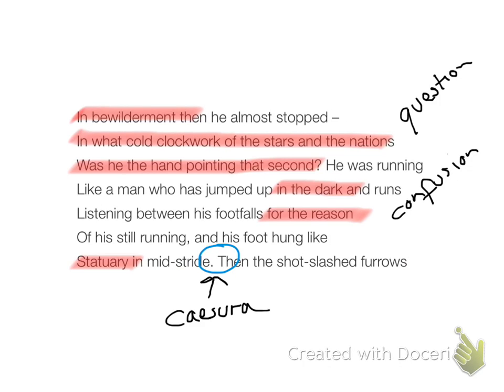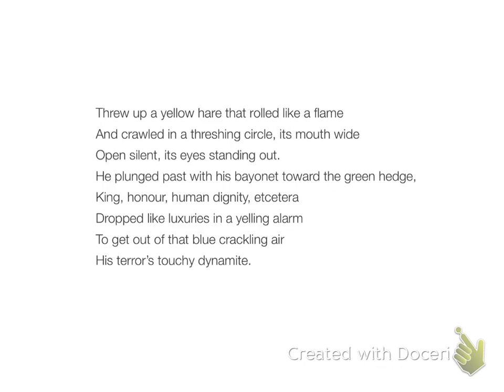Then the shot-slashed furrows threw up a yellow hair that rolled like a flame and crawled in a threshing circle, its mouth wide open, silent, its eyes standing out. He plunged past with his bayonet towards the green hedge. King, honour, human dignity, etc., dropped like luxuries in a yelling alarm to get out of that blue crackling air, his terrors touchy dynamite.